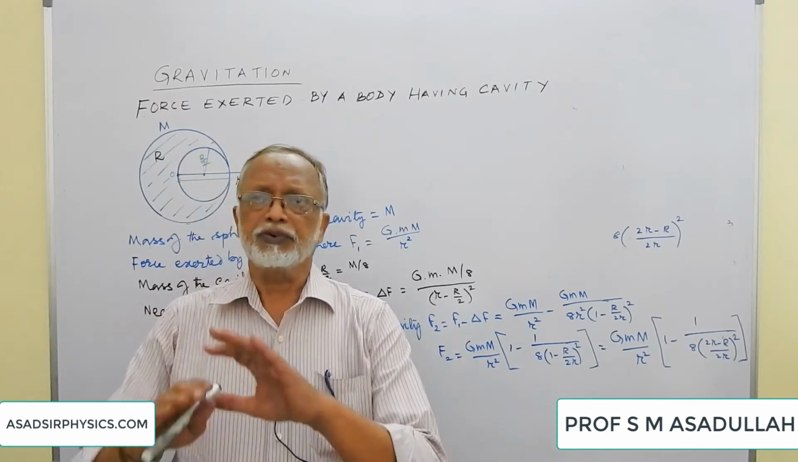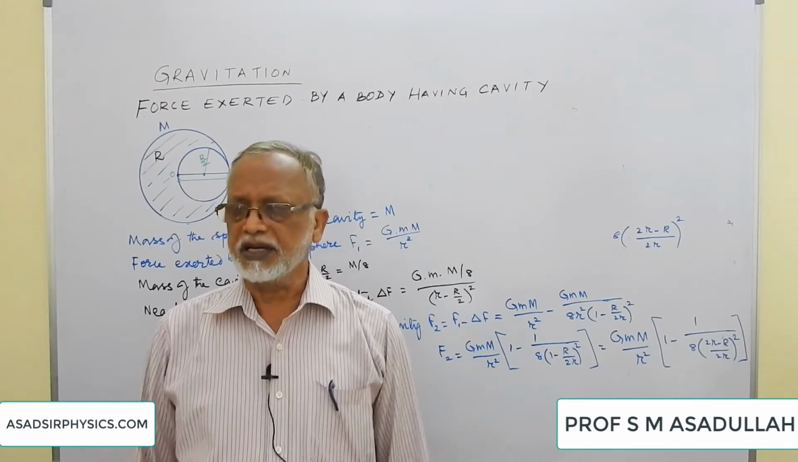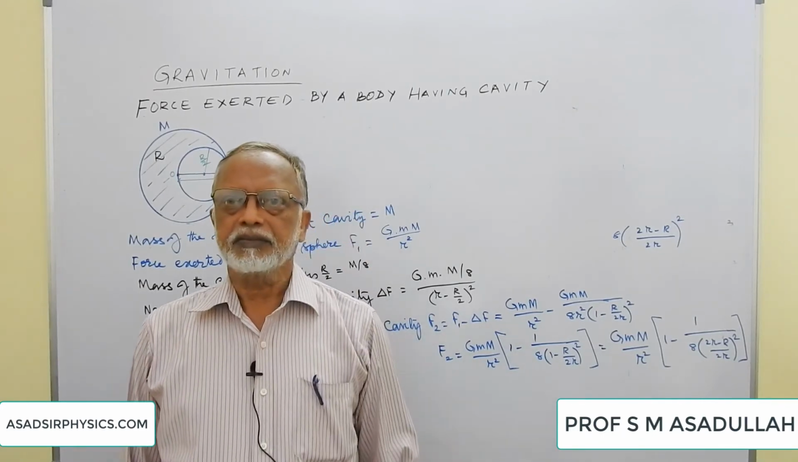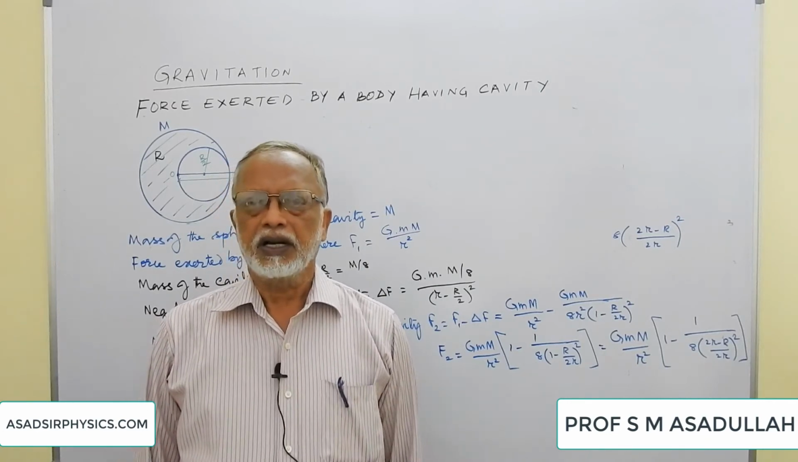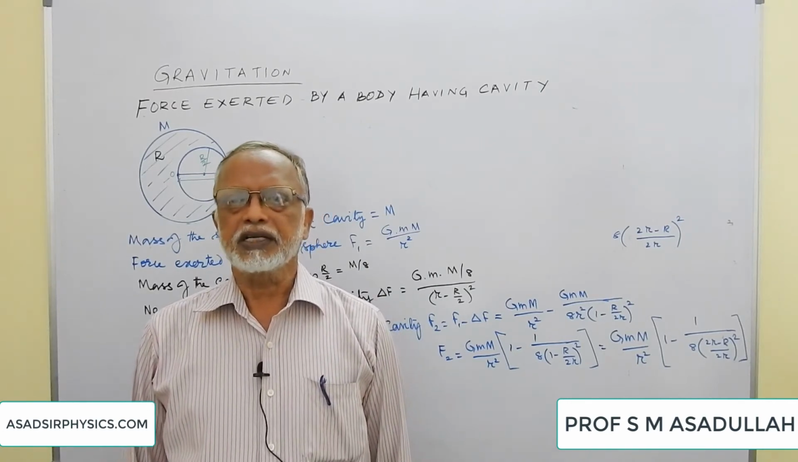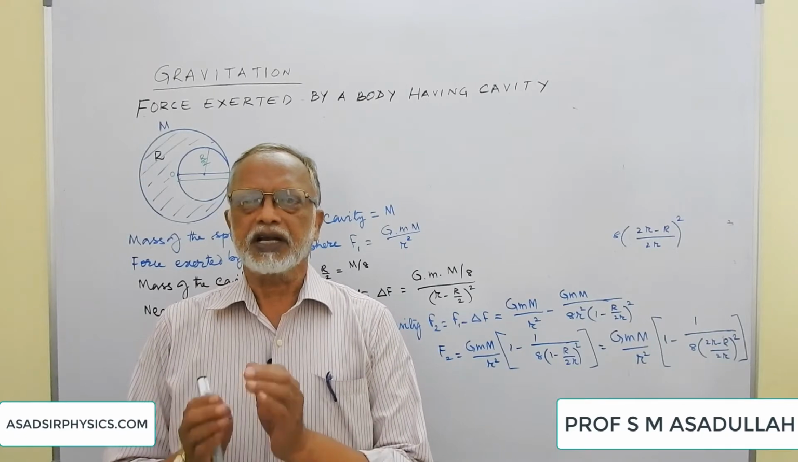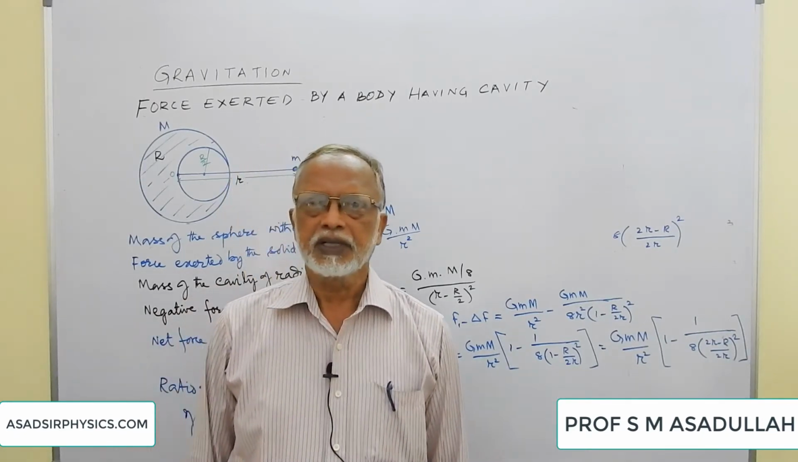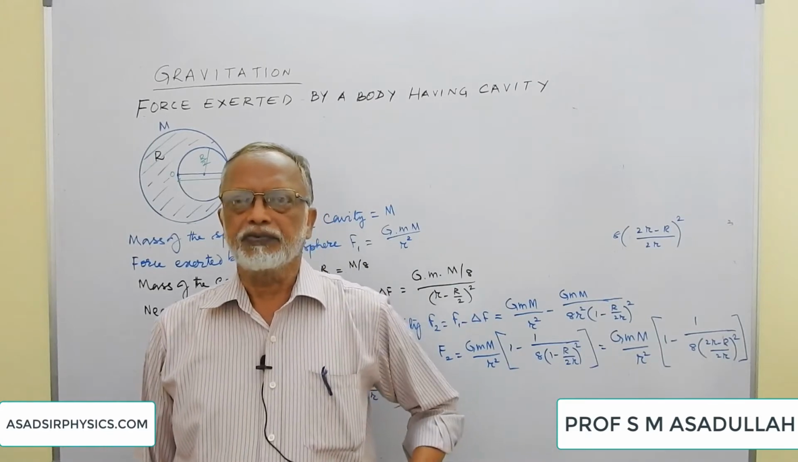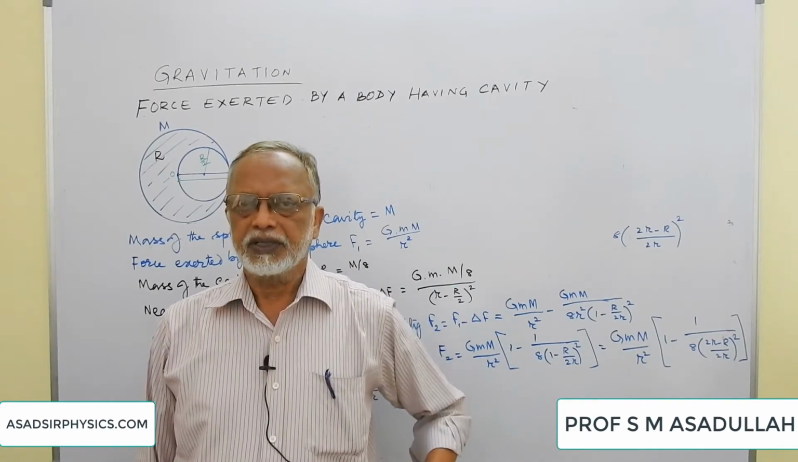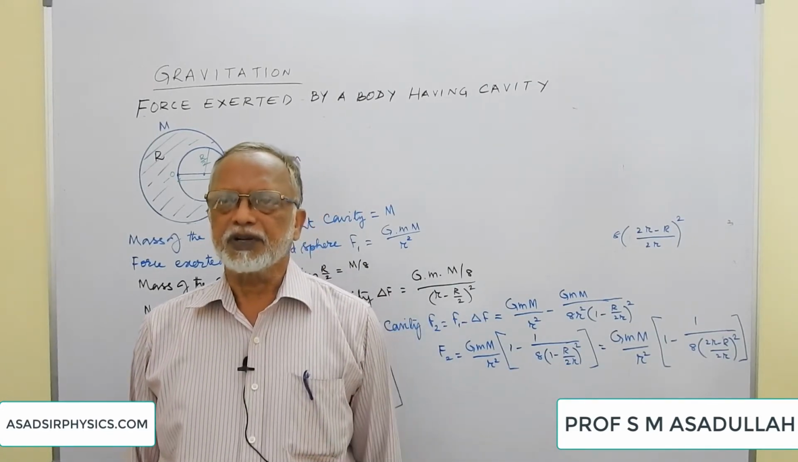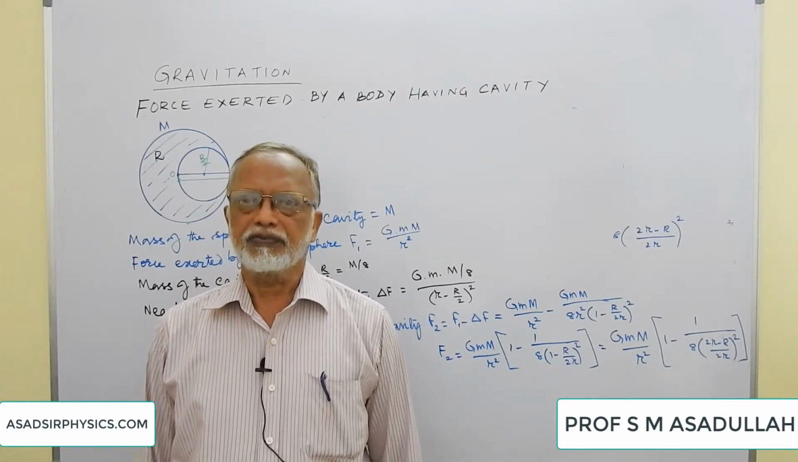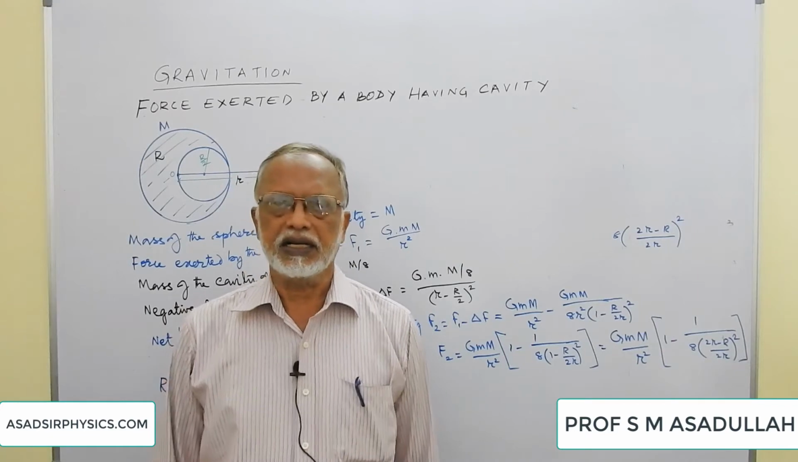For this, what we have to do? First of all, we have to suppose that the solid sphere as a whole is present without cavity. Find the force exerted by it on the point mass. After that, we have to consider that in the place of the cavity, an equivalent mass is present, and we have to find the force on the point mass. Because the cavity is present, so much force should be subtracted from the earlier force. Now let us see it in detail.